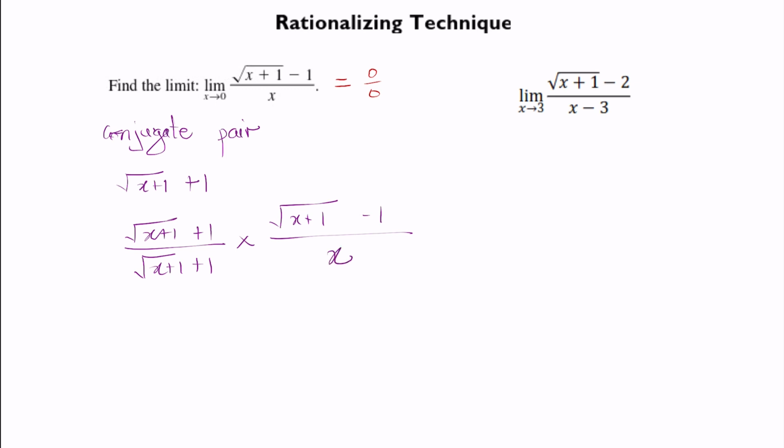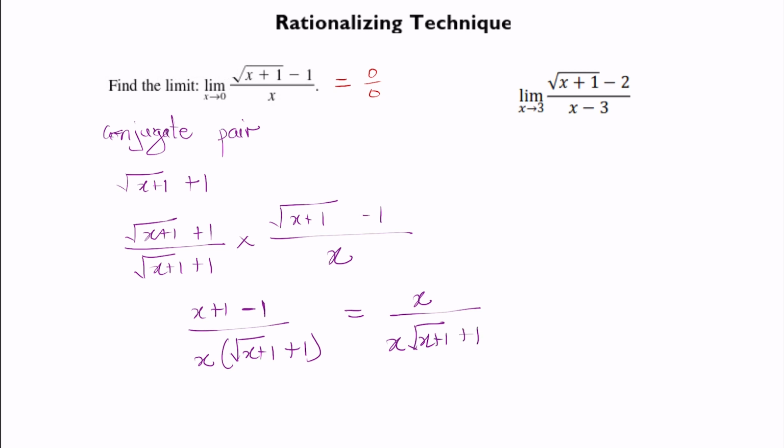And with the conjugate pair multiplication, very simple, all you have to do is take the one with the minus, square this and subtract. So if we do that, that gives us x plus 1 minus 1 all over x times the square root of x plus 1 plus 1. So clearly, this gives us x divided by x times the square root of x plus 1 plus 1.